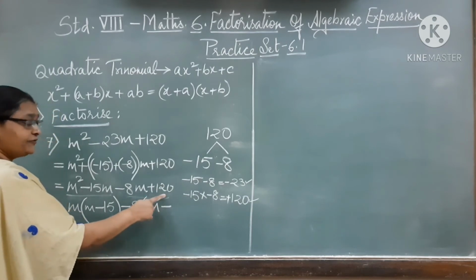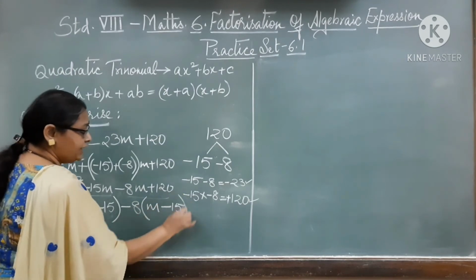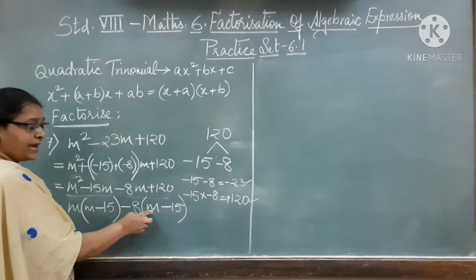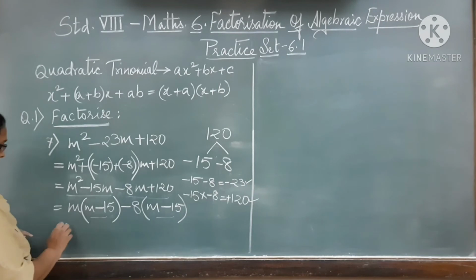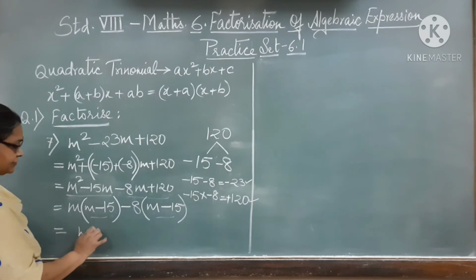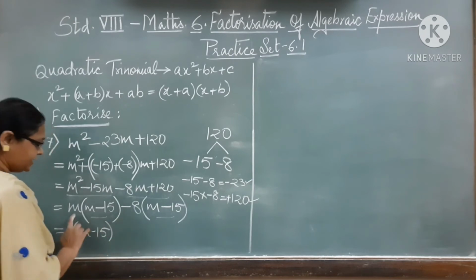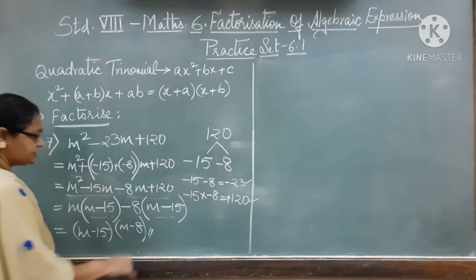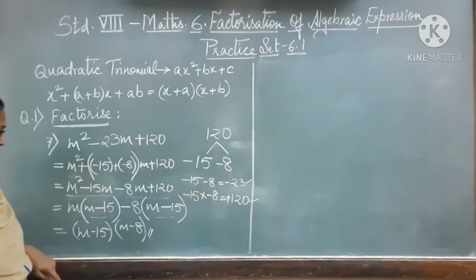But which number should I use? 8 15s are 120. I know. So it is M minus 8 into M minus 15. So let me take the common factors. Minus M minus 15 and the remaining M minus 8 are 2 factors of M square minus 23M plus 120.